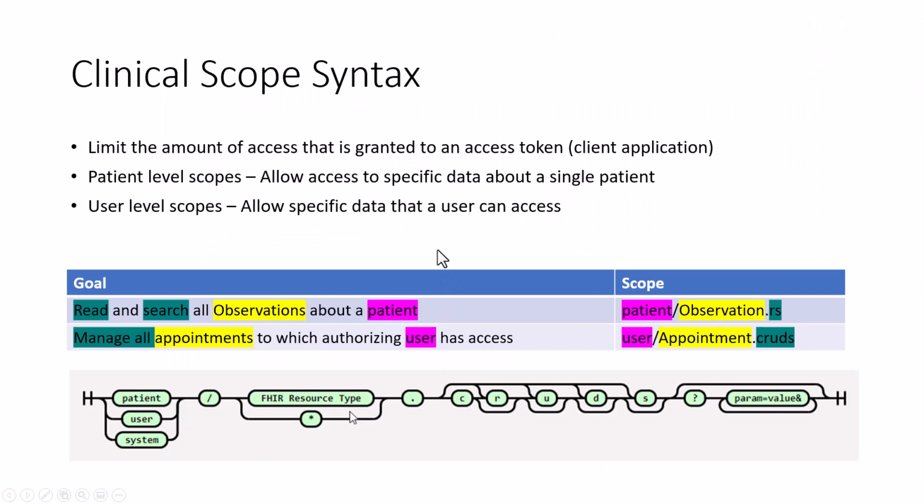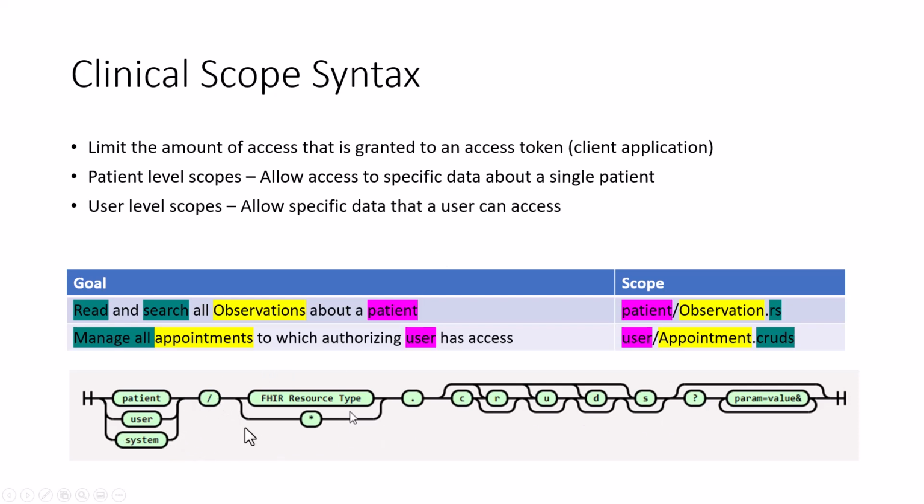When you're using OAuth, there is this concept of the scope. What scope does is it limits the amount of access that is granted to the client application, to the access token. Since the client application uses the access token, you can limit the amount of access. There is this clinical scope syntax right here.